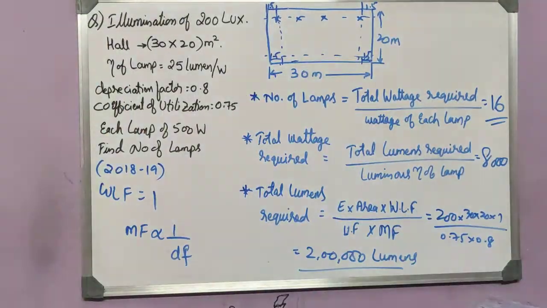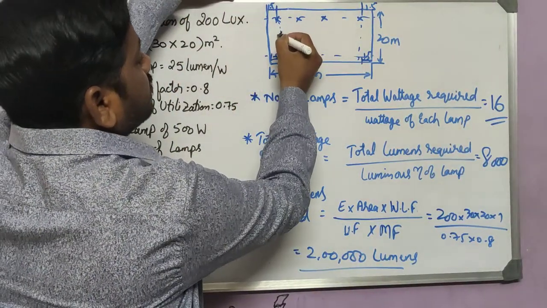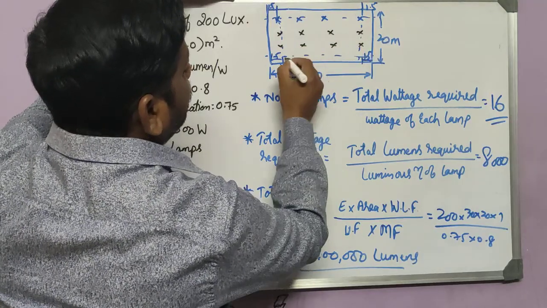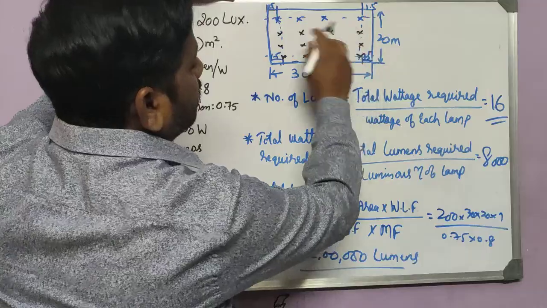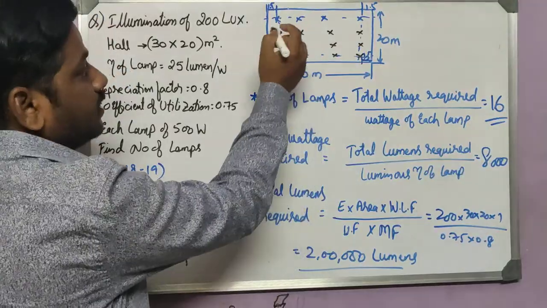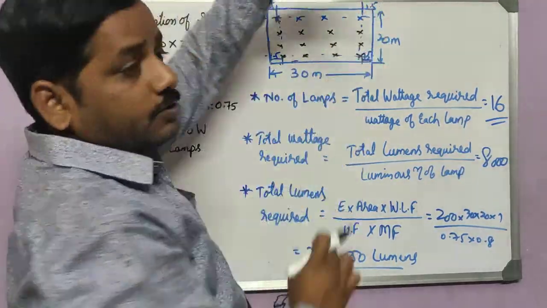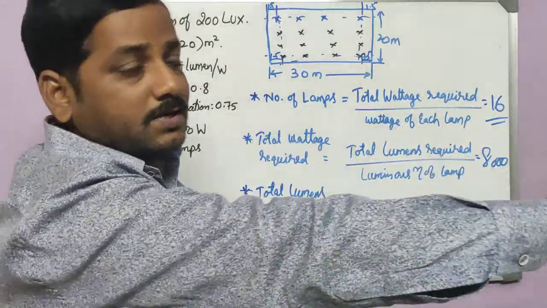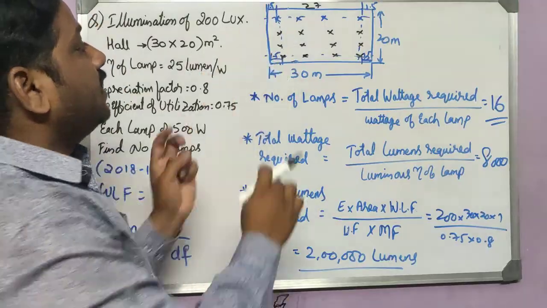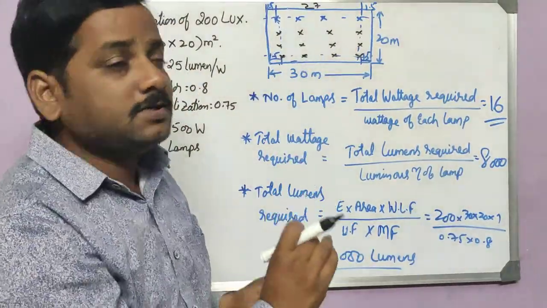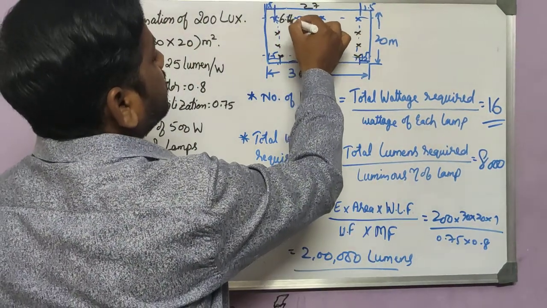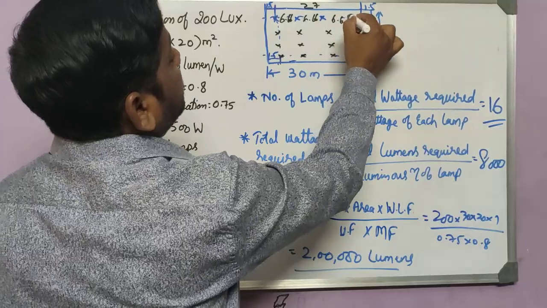Let me use another marker. 1, 2, 3, 4. Totally 16 lamps can be placed. What would be the distance between each lamp? We can find it, because 1.5 and 1.5, total 3. In this 30 meters, 3 meter has been left for space, so the remaining is 27 meters. What is the gap? 1, 2, 3. We got 3 gaps. So 27 by 3, you may get 6.66 as the spacing between each lamp.